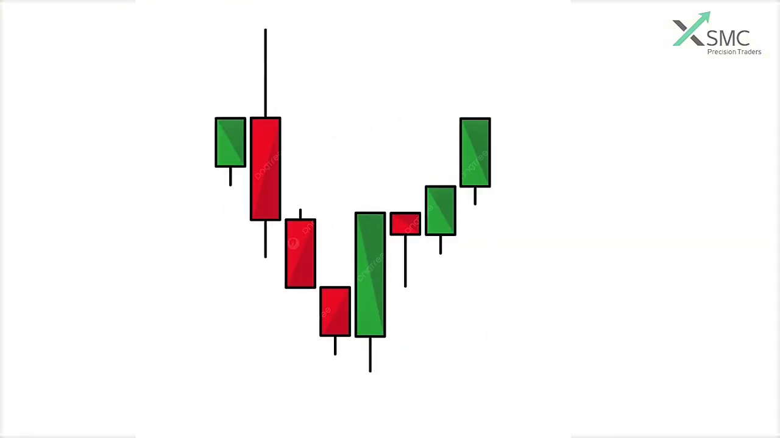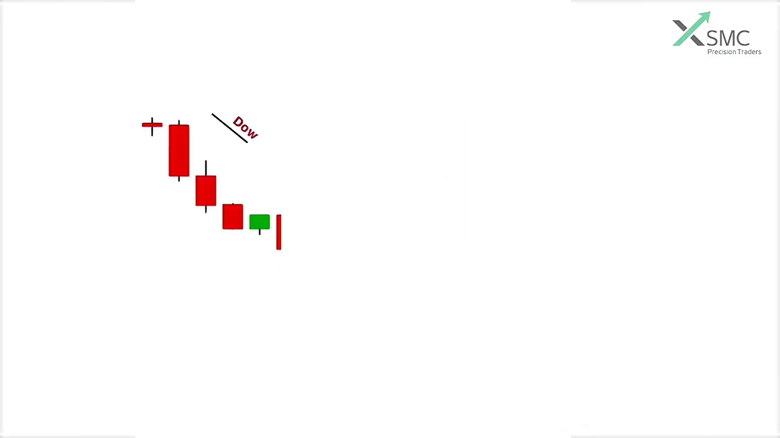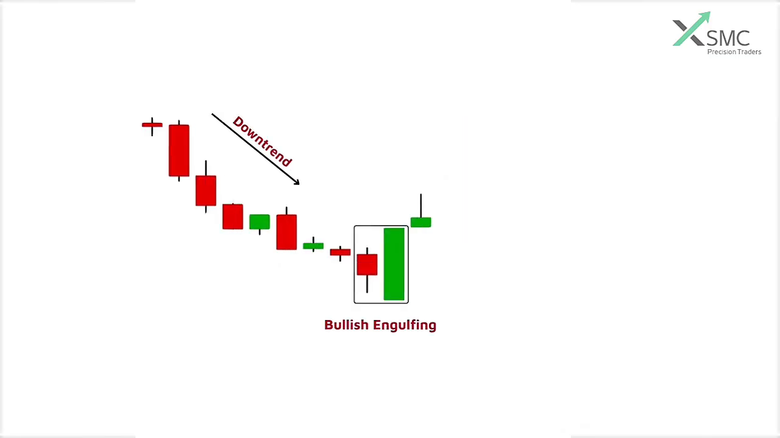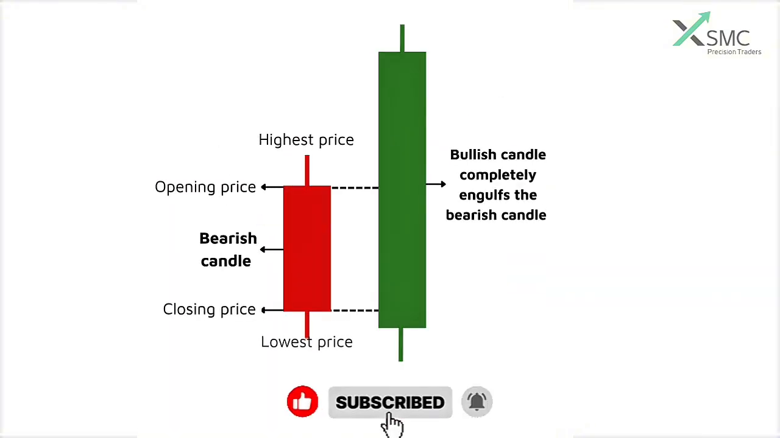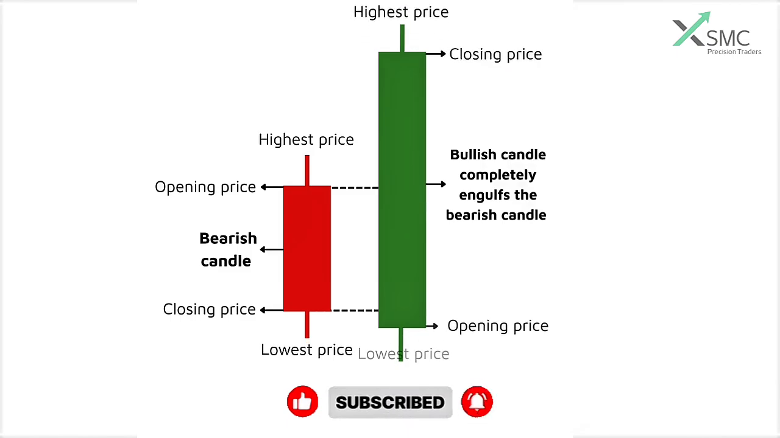This pattern often appears at the end of a downtrend. It signals that buyers didn't just show up, they overpowered sellers in one candle. It's a potential reversal. But before taking entries, always wait for the next candle to close higher for confirmation.